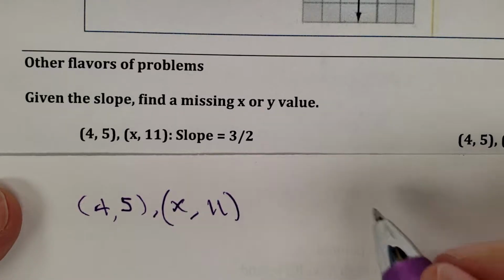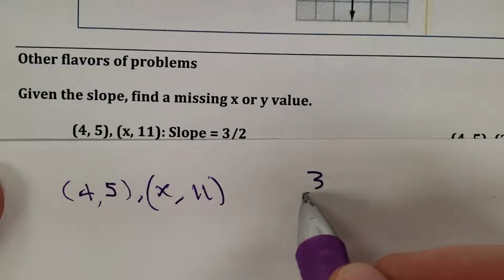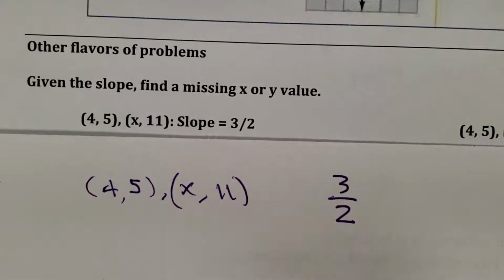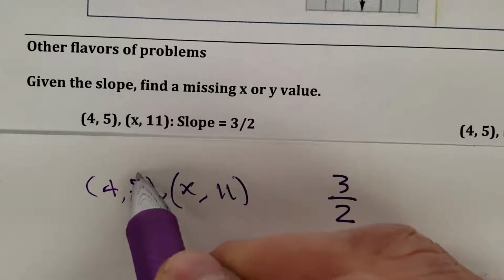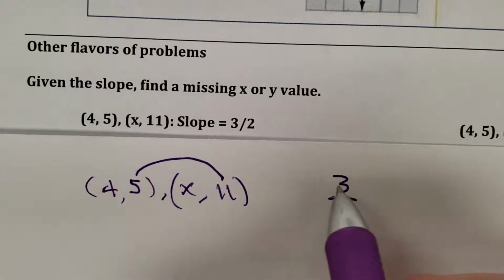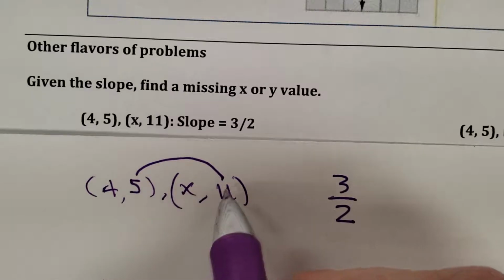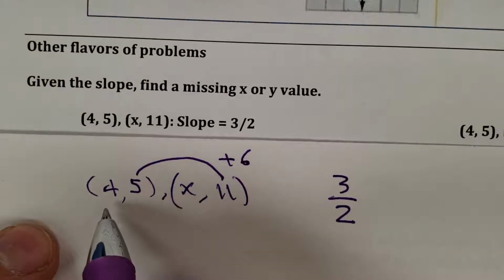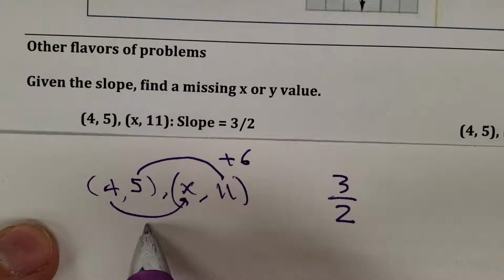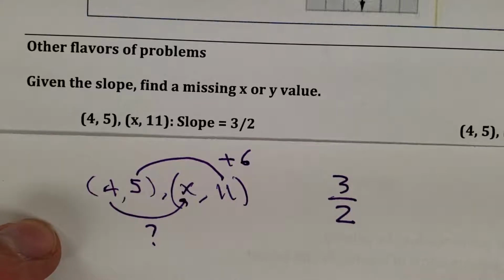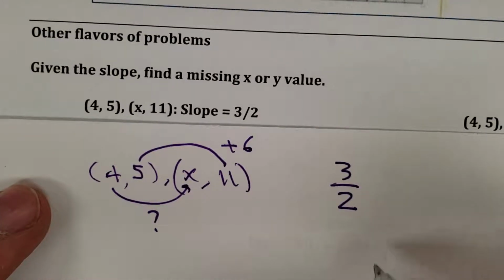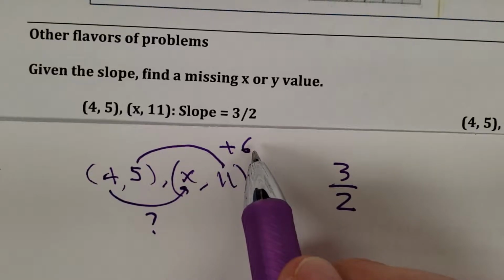Okay, and the slope is going to be 3/2. So what is the slope? Remember, the slope is the change in y over the change in x. The change in y going from 5 to 11 is plus 6. Going from 4 to x, we don't know yet. That's what we're trying to figure out. Here's the clue: the slope is 3/2, so the rise over the run is 3/2. Well, this one jumps 6.